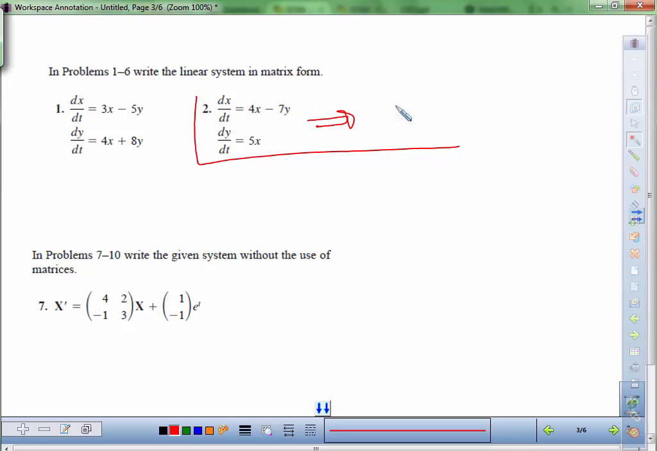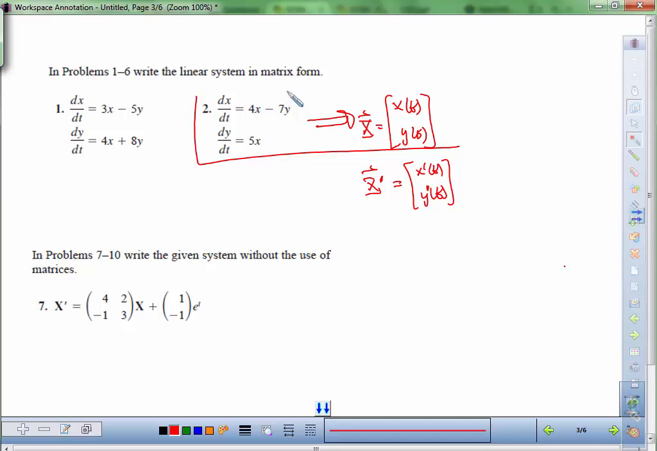So we can think about x, y, and technically they call it capital X. So that's x, y. So x prime is going to be the derivative of each of these components. Right?